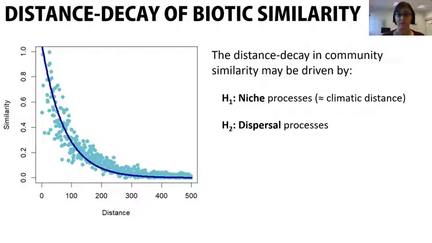And this is why when we are using distance decay models, we have to be fully aware that there are different processes that might be driving this pattern. Basically those related to niche processes, like climatic distance, and also the ones that are more like geographic structures, spatial structure driven by dispersal processes.